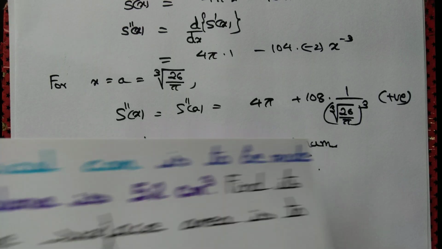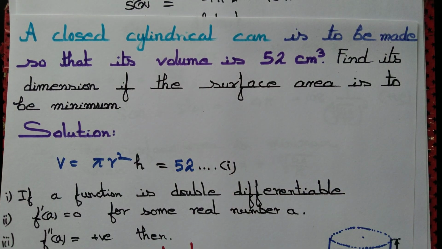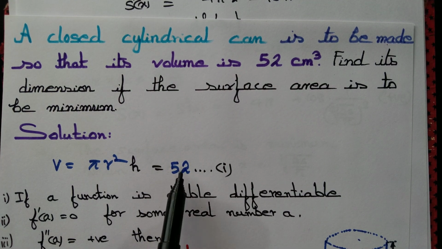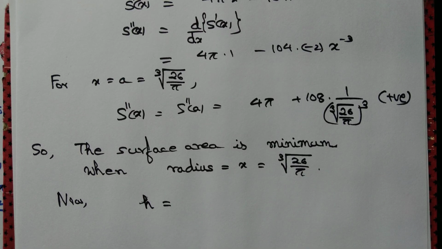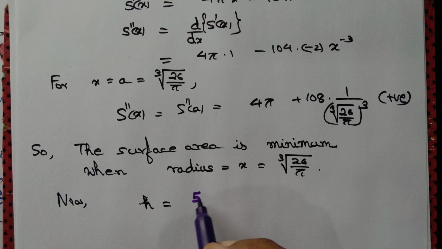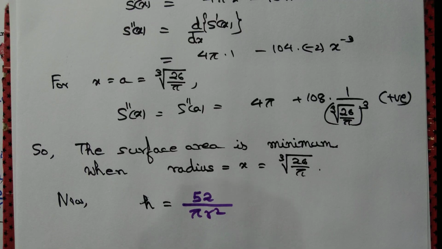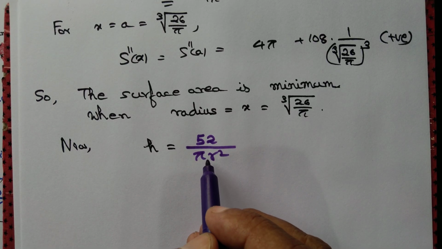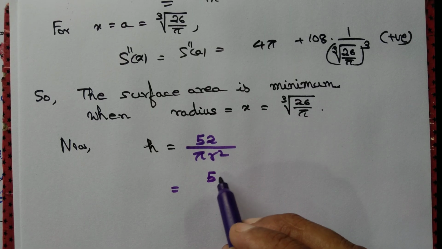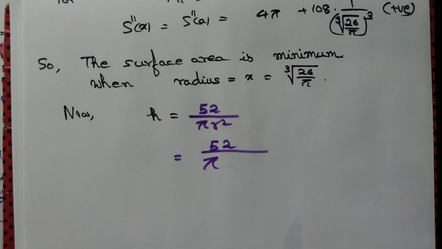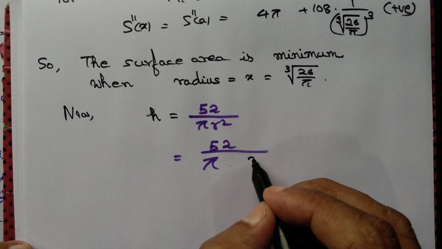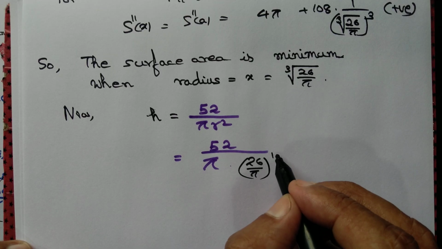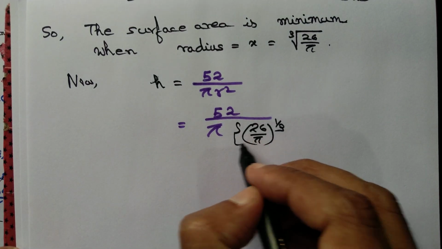Now we are asked what is the dimension if the surface area is minimum. So if radius is known, from this formula we can find the height of the cylinder. H equal to height of cylinder equal to 52 divided by pi r square. We are simply using the fact that volume equal to pi r square h. 52, that's just a constant. Pi, that's also a constant. Radius equal to cube root of 26 by pi, or 26 by pi to the power 1/3, and we need to square it.